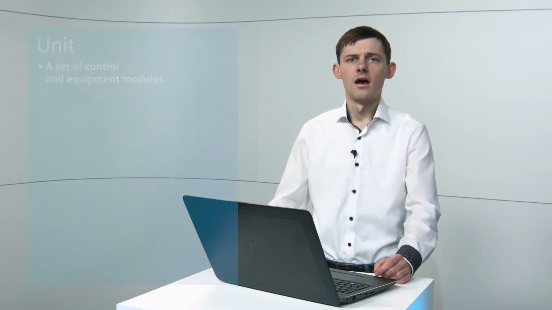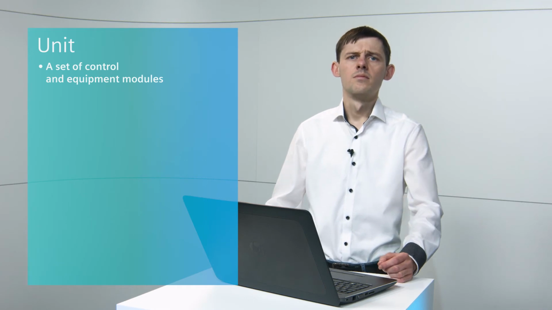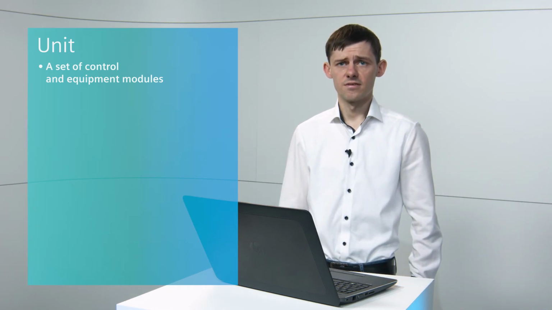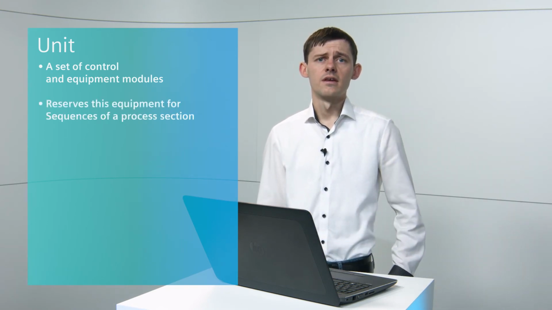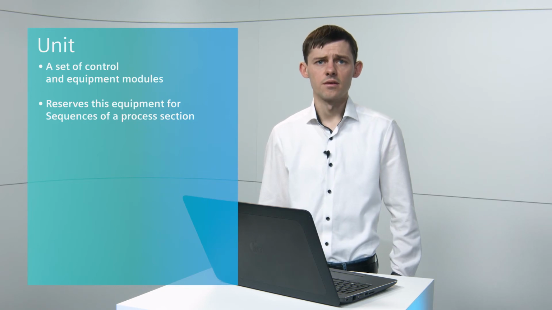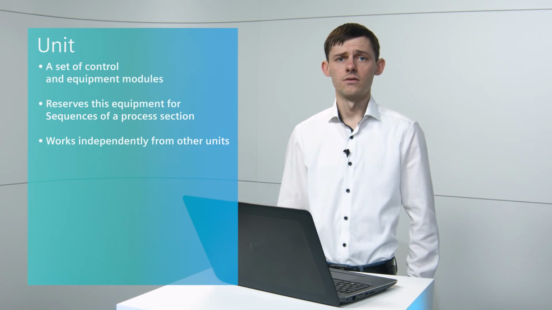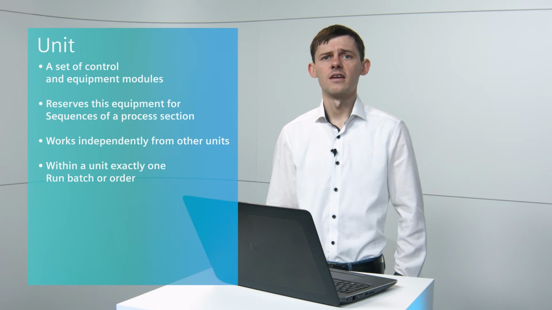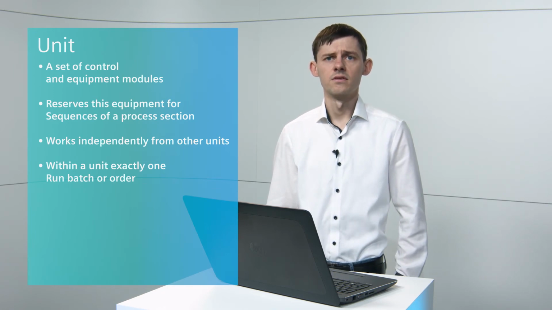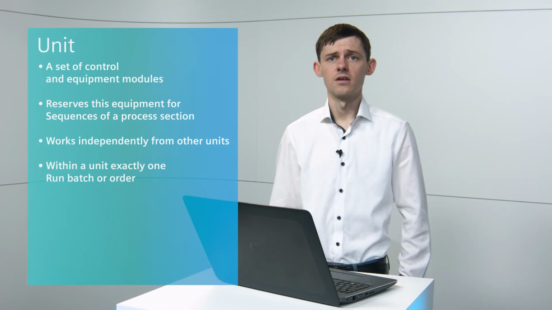We have put together a few simple reminders for this purpose. A unit is a combination of control and equipment modules with which a certain subprocess is processed. A unit occupies this equipment and contains the logical sequences for the process section. A unit works mainly independent from other units. The sequence of a unit can only execute one batch or one order at a certain time, which means that parallel running processes require several units.